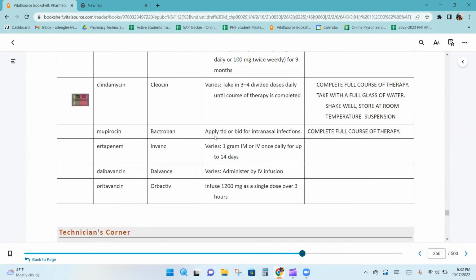Mupirocin, the one they're talking about, is an ointment that can be given for skin conditions or intranasal infections. These are antibiotics. They should still be taken and completed like regular antibiotics. We're going to complete the full course of therapy.